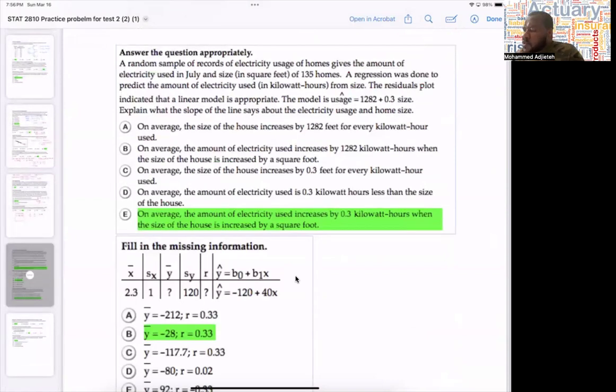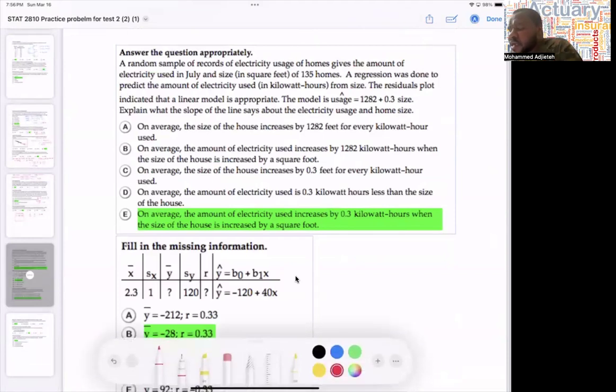Good. So now we are here. A random sample of records of electricity gives. So you have to read this, and then when you read this, it gives us the model usage. Okay. So we are asked to explain what the slope line means. So what do we know about the slope line? So we can see from here that the slope, which we could call beta 1 or beta hat 1, is 0.3. What does that mean?